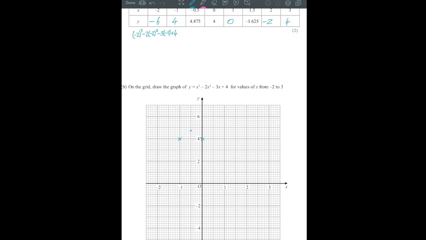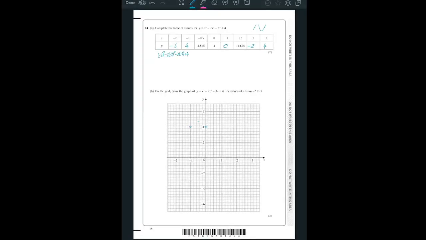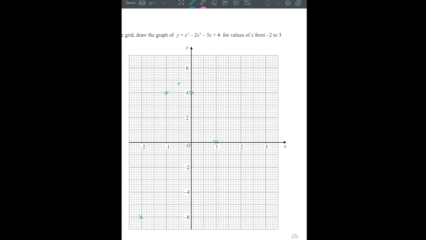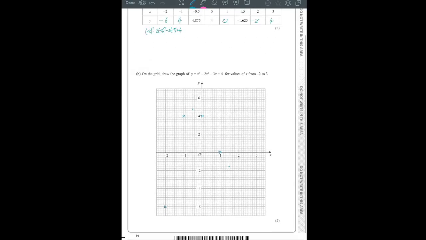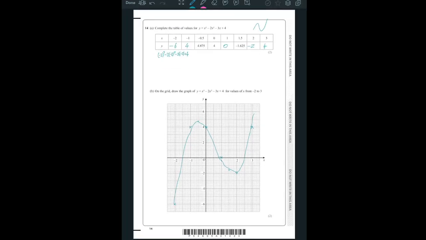0 to 4, I can already see some of this S shape turning up. 1 is at 0, 1.5 is at negative 1.6, which is about there. 2 is at negative 2, and 3 is at 4. So that is giving me the shape that I want, so now I just need to smoothly join it all up. Something like that. Of course, you'll be able to do it a lot easier with pencil and paper than I can with a pen on an iPad. But that was the shape I was expecting. Nothing looks obviously wrong, so I'm happy to move on.